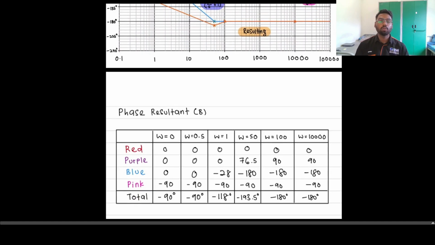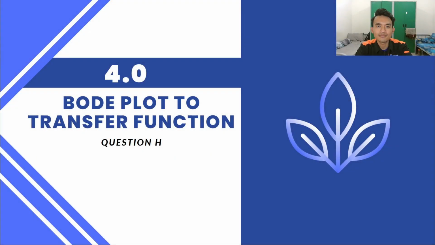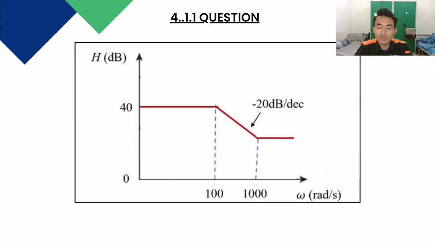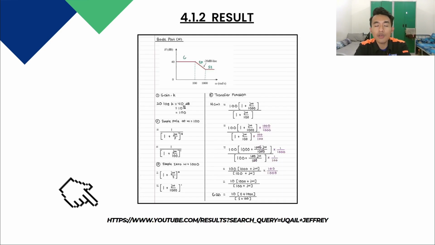So now I'm going to pass to Jeffrey to explain how to obtain the transfer function from a Bode plot. Thank you guys. Thank you to Abhishek Raj for creating the magnitude and phase Bode plot. Now I will present the Bode plot to transfer function for question H. So this is question H, and this is the result for question H. Now I will show how to get the transfer function from a Bode plot. So let's go.